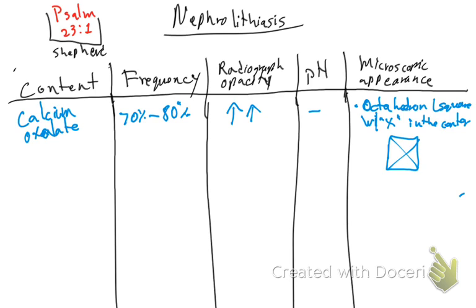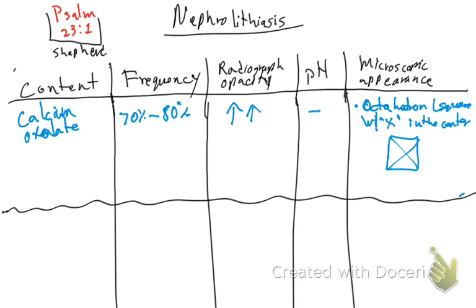The next one that we're going to see is also about calcium. We're still talking about calcium, but this one is calcium phosphate. Calcium phosphate is as common as calcium oxalate, so we can keep the same frequency. The radiograph opacity is also yes, so basically it's the same too.